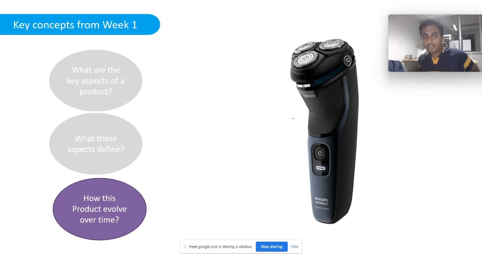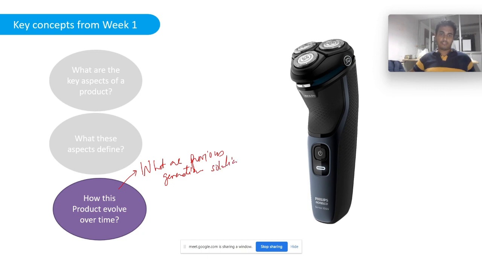So tell me how this product evolved over time. What do you think about the previous generation of doing this particular purpose, or what are the previous generation devices that serve this purpose? So my question is, what are the previous generation solutions to serve these functionalities?